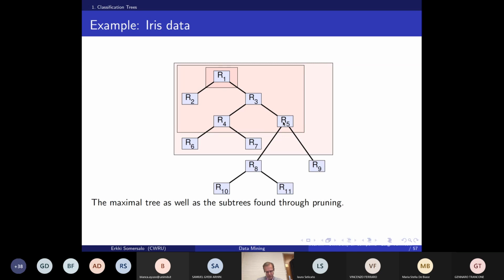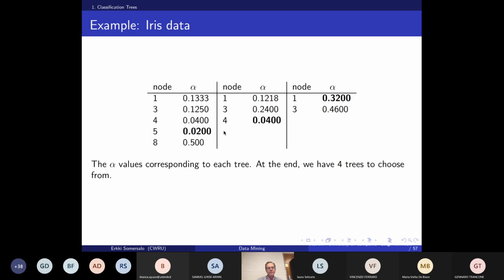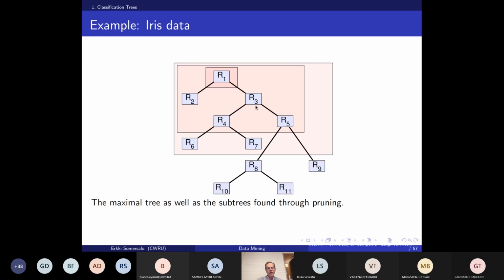If I prune at one of those nodes, which one takes me to the tree that is minimizing the cost complexity function? If I cut at R5, I get this pink large box, because what I'm cutting off is the nodes which are outside this pink box. If I'm cutting further from R4, then I'm cutting away these 6 and 7. This is how my trees are going to look.